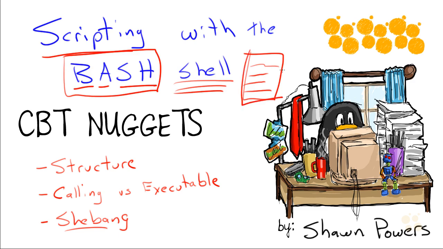So this is a very simple thing that we can set up. I want to show you the structure of how to set up a shell script or a bash script. And I want to talk about calling it versus executing it. And then we're going to learn what a shebang is and why you want to use a shebang in your shell scripts. So let's go to the computer and start by making some simple shell scripts.